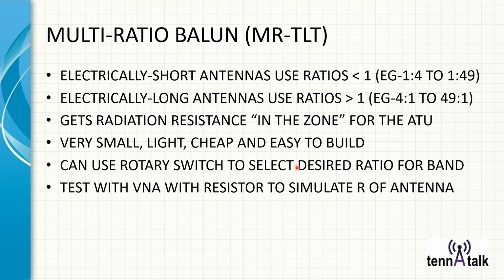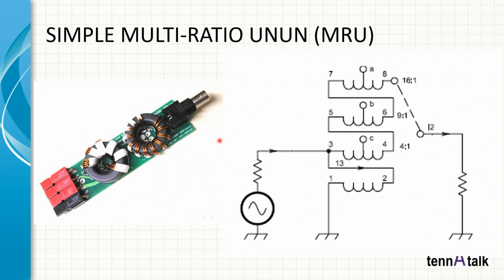Can use a rotary switch to select the desired ratio for a band, and you can test it with a VNA with a resistor to simulate the R. So here's one, for example. Here's the feed point. Here it has a bifilar common mode choke on a mix 31. Here it's got a quad filar winding on a mix 43 ferrite. And then the outputs, here's your ground, and here's your 3 taps. In this case, it's taps for 4 to 1, 9 to 1, and 16 to 1. Okay, so these are just your different taps that you would have. And that's a commercial device that you can buy, or you can build your own.